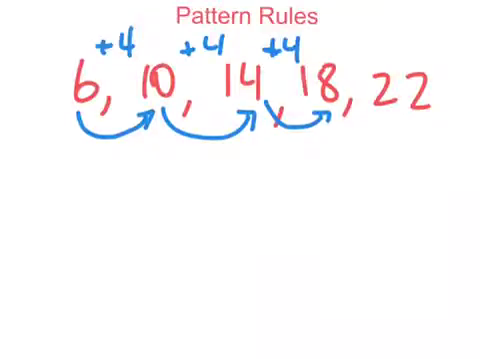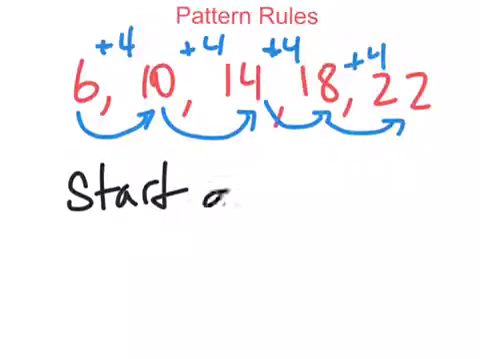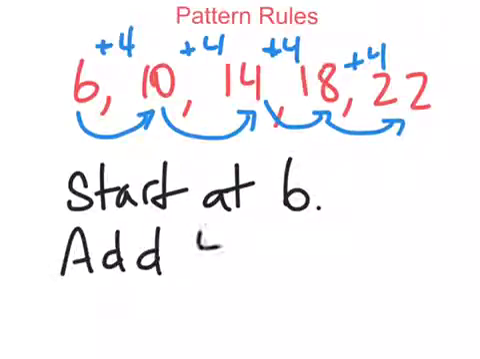And if you're ever not too sure, you might do some margin work. So I might say, 18 minus 14 equals 4. So that's how I know I added 4. Excellent. And from 18 to 22, I added 4. So what we can say is that in this pattern, we start at 6 and we add 4 each time.